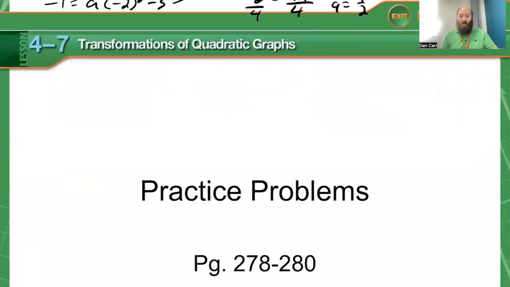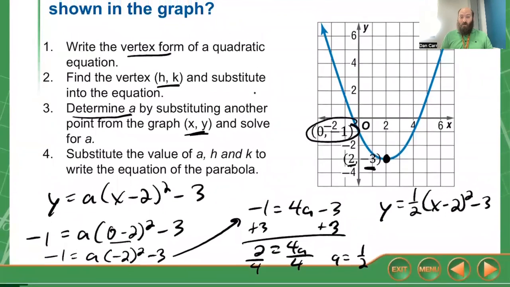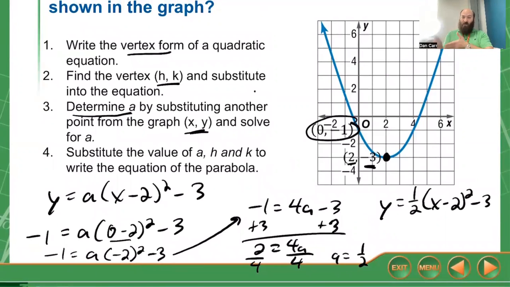All right, and that is it for our transformations of these graphs. So we're, again, transforming from standard form into vertex form. We're also taking a graph and turning it into vertex form, making sure we find all of our a, h, and k values. That's it for today.